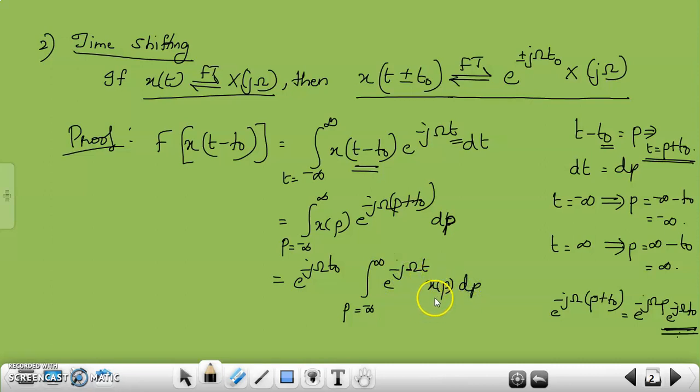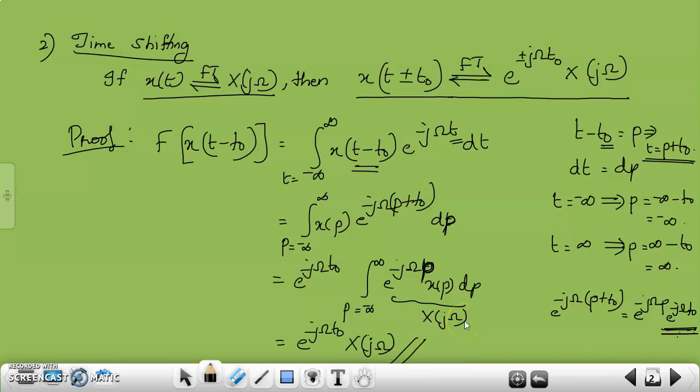Okay, so any signal multiplied with e raised to minus j omega p dp, this will be equal to what? This will be x of j omega. Therefore, I can write this as equal to e raised to minus j omega t naught into x of j omega. This is actually the proof of the shifting property for shift t minus t naught. If you have t plus t naught, then you will get e raised to j omega t naught. The minus sign won't be there. So this is solved with the time shifting property.